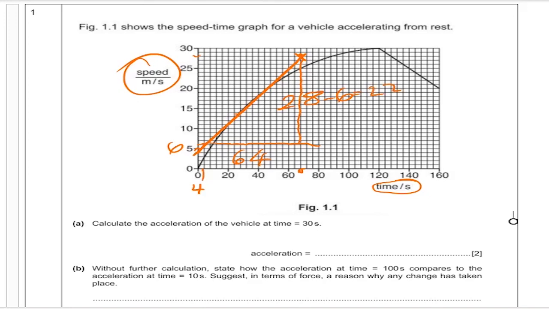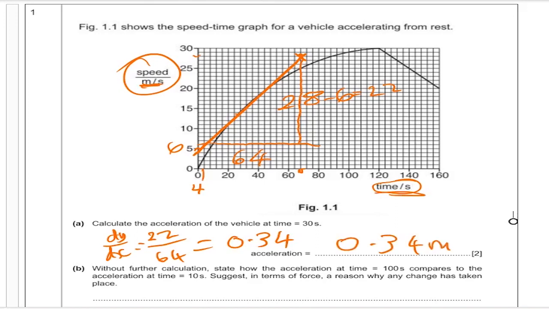22. So my gradient is going to be difference in y over the difference in x, which is equal to 22 over 64, which gives me 0.34, and we know that that's meters per second per second, so it's going to be 0.34 meters per second squared.